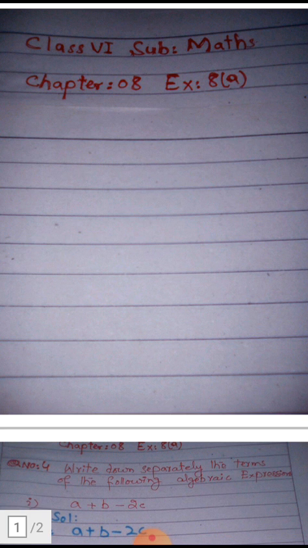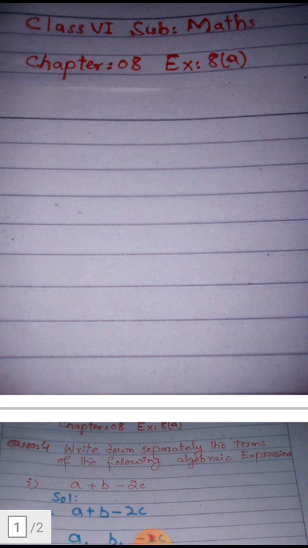It means the first expression is a plus b minus 2c. These are the three terms. So you have to write these three terms separately, separating them by commas. You have to write a as a separate term, b as a separate term, then minus 2c is also a separate term. So you have to put commas between these three terms: a comma b comma minus 2c.